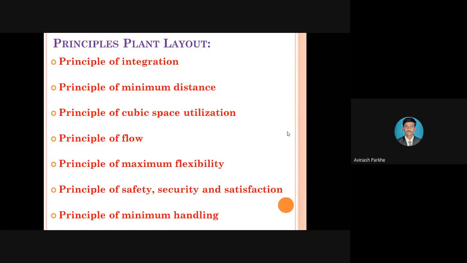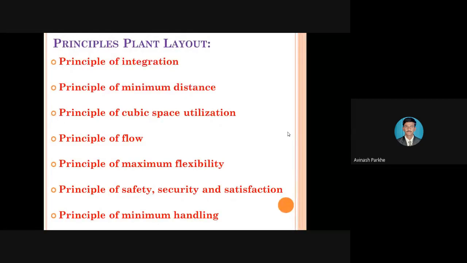So to avoid these situations, whenever we are finalizing the sequence of operations, whenever we are finalizing the position or location of the machines, one thing you have to keep in mind is the material should flow in the forward direction only. There should not be any backtracking.